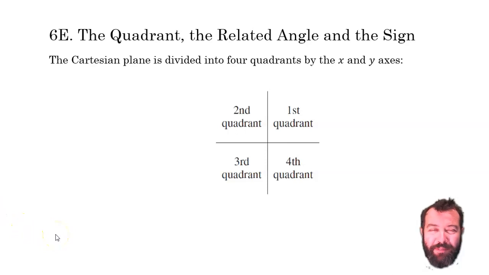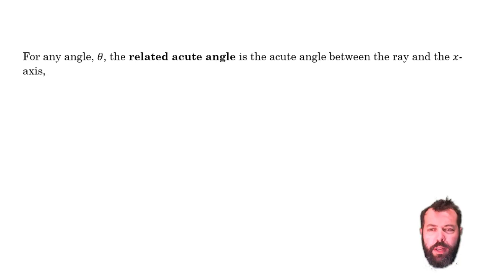First thing you need to remember, right? 4 quadrants numbered like that, first, second, third and fourth. Now, for any angle, the related acute angle is the acute angle, an angle less than 90 degrees, between the ray that represents that angle, that's what we looked at in the last exercise, and the x-axis. Okay, so the angle between the ray and the x-axis.